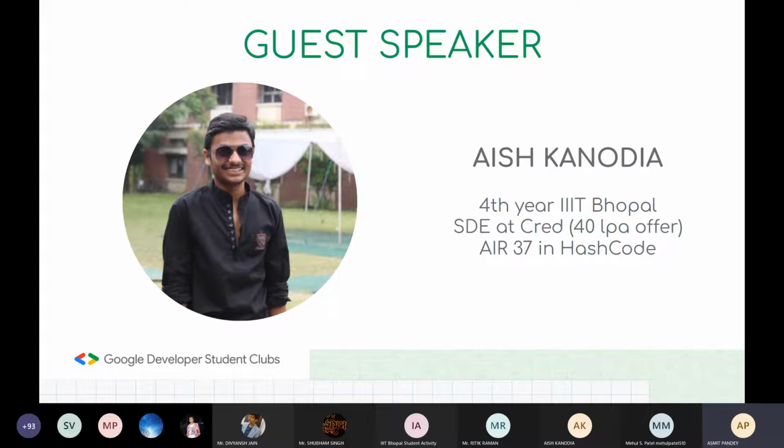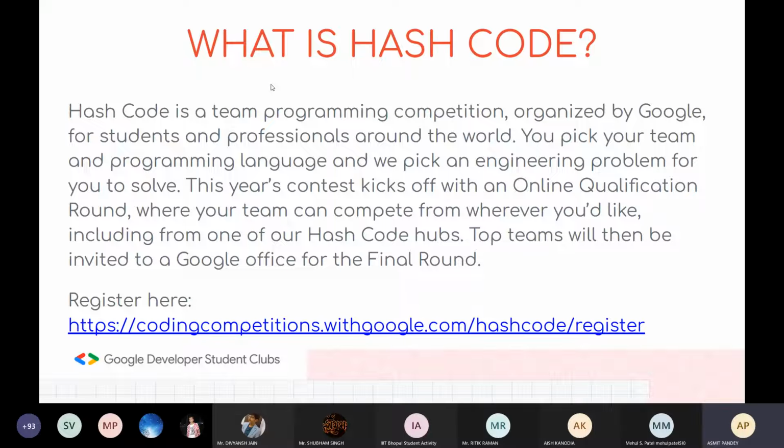So let me start the session. Firstly, I will give an overview of what the contest is, and then we will have our queries answered by Ash sir. So what exactly is HashCode? HashCode is a team programming competition organized by Google for students and professionals around the world. You pick your team and a programming language and we pick an engineering problem for you to solve.